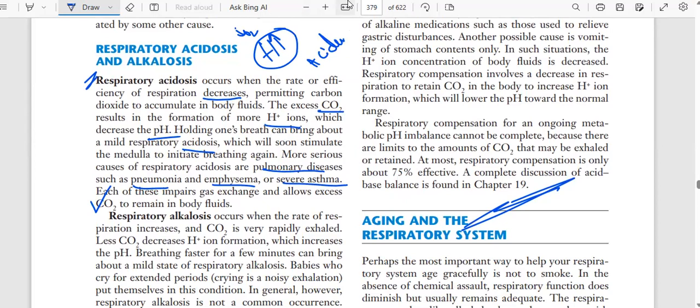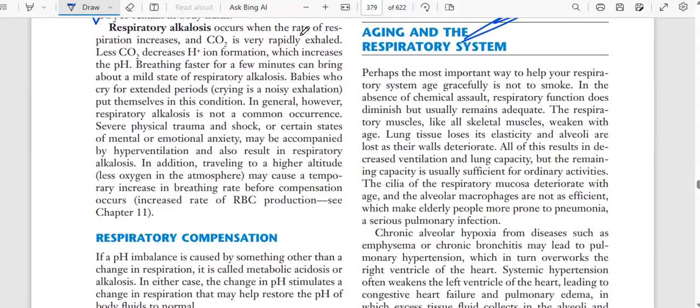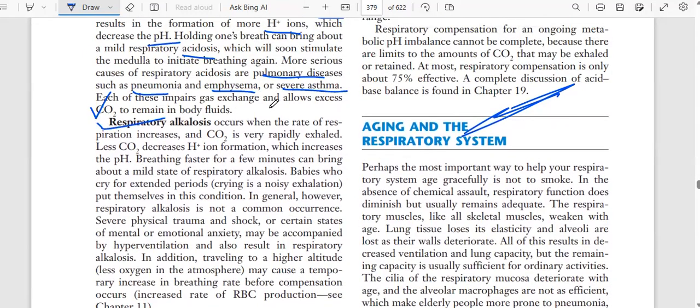Okay. Next. In this condition, the blood becomes acidic. So we call this respiratory acidosis, meaning there is a problem in the respiration. Due to the respiratory problem, the blood becomes acidic. So we call it respiratory acidosis. Understood? Next is respiratory alkalosis.